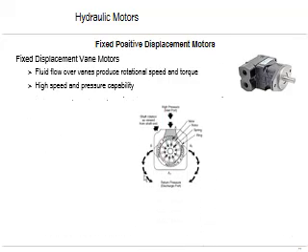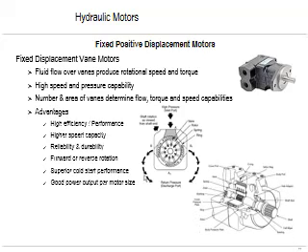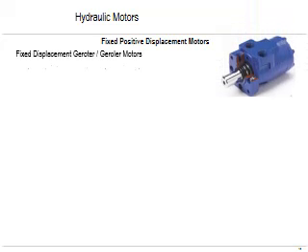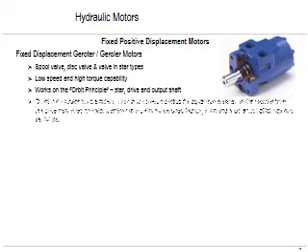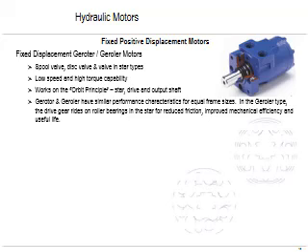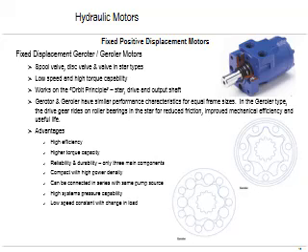This is one type of fixed positive displacement pump. There are different types of pumps available, like gear pump and vane pump. This figure shows the vane type fixed positive displacement motors. So, this is a spool valve fixed displacement gerotor motor. This is a spool type valve, a disc valve on the valve starter.